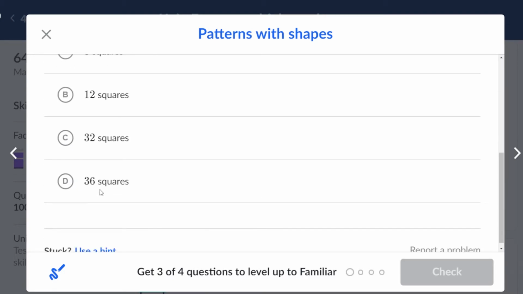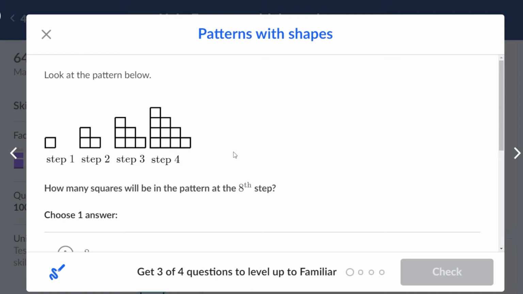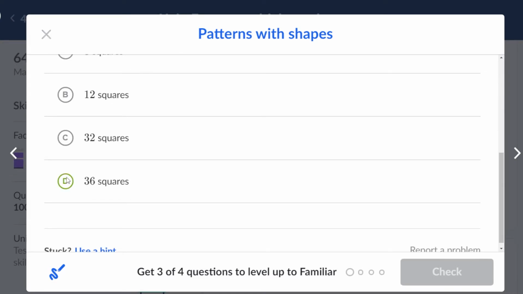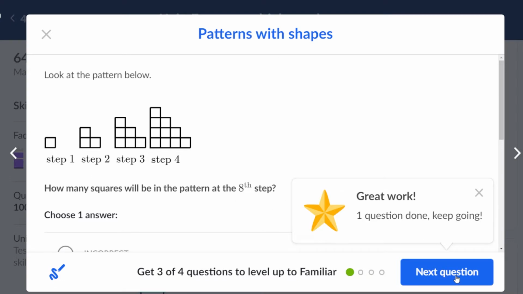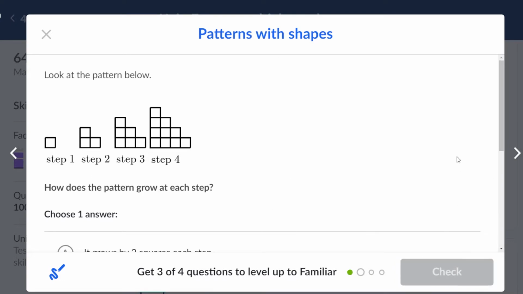My mental math must have been wrong because 35 isn't one of the options. I think I left out step 1. That was my problem. So I think it's 36. Yeah, I just forgot to count step 1. Easy mistake to make. So this is the same pattern. I keep gesturing at my camera as though it was on, and it's not.